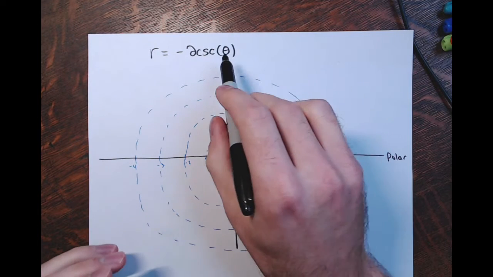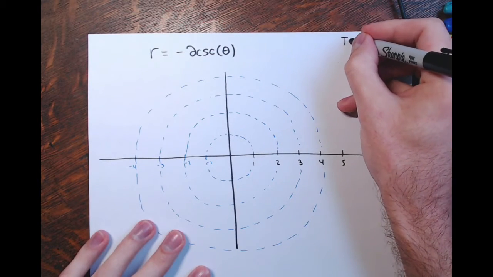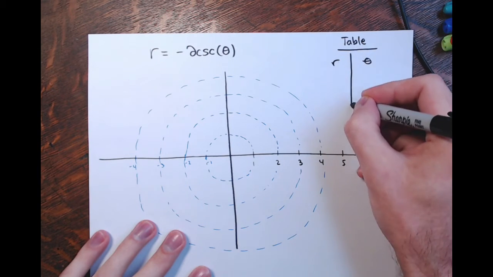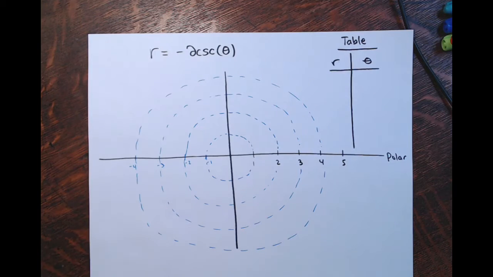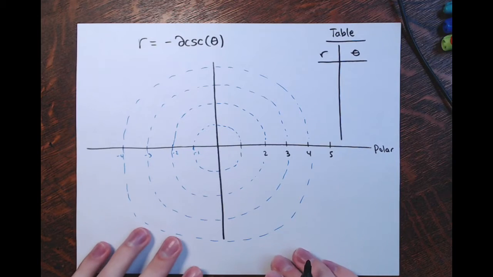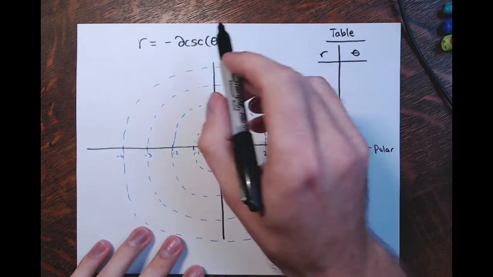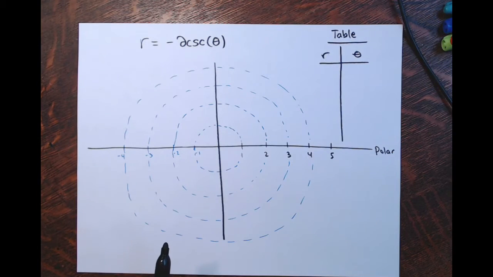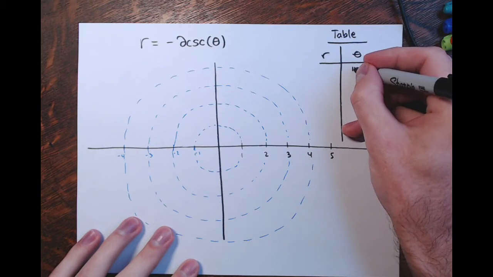Now, one thing I can do is start off making a table, if I wish, with values of theta and values of r. After I plug in some values of theta and get values of r, I plot points. So let's see what happens. Remember this is 1 over sine theta, since cosecant is 1 over sine. So theta can't be multiples of pi, because the sine of 0 is 0, and the sine of pi is 0. So I'll start off with a nice value. How about pi over 2?